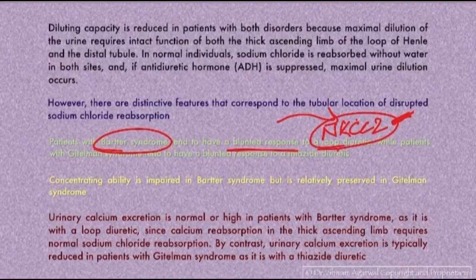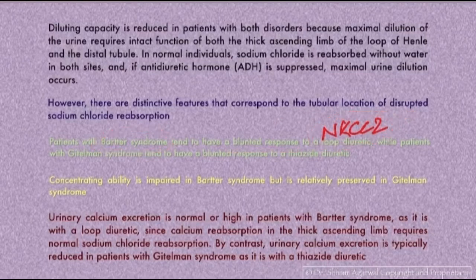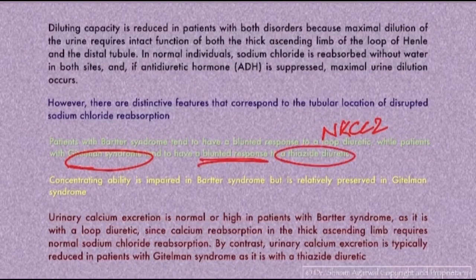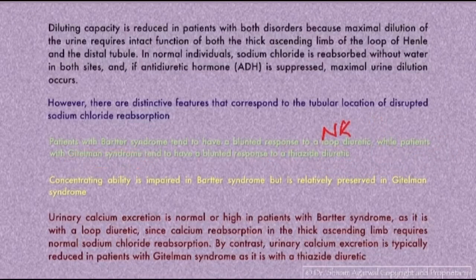And in Gitelman syndrome, they have a blunted response to thiazide diuretics because in Gitelman syndrome, the DCT sodium chloride channel is defective, and the thiazide diuretics act on this channel. So obviously they will not be able to act when there is a defective channel. So in Bartter syndrome there will be a blunted response to loop diuretics, and in Gitelman's a blunted response to thiazide.